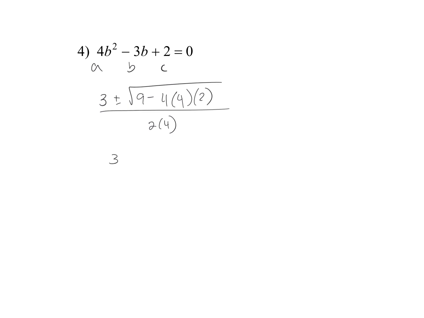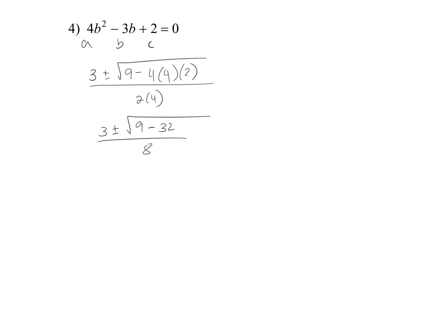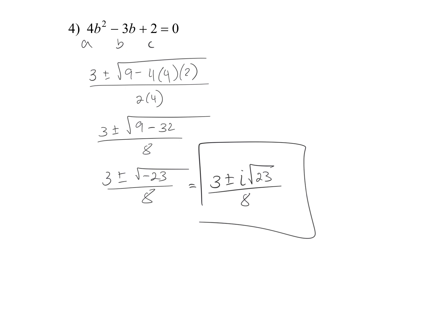That's going to become 3 plus or minus 9 minus 32 over 8. That would simplify to 3 plus or minus square root of -23 over 8. Now you cannot simplify 23, so all I'm going to do is take out the i. So this is going to become 3 plus or minus i root 23 over 8. And because you can't simplify this anymore, your answer would be this. Just make sure you take out that i for those negative numbers so you can actually get full credit for the problem.